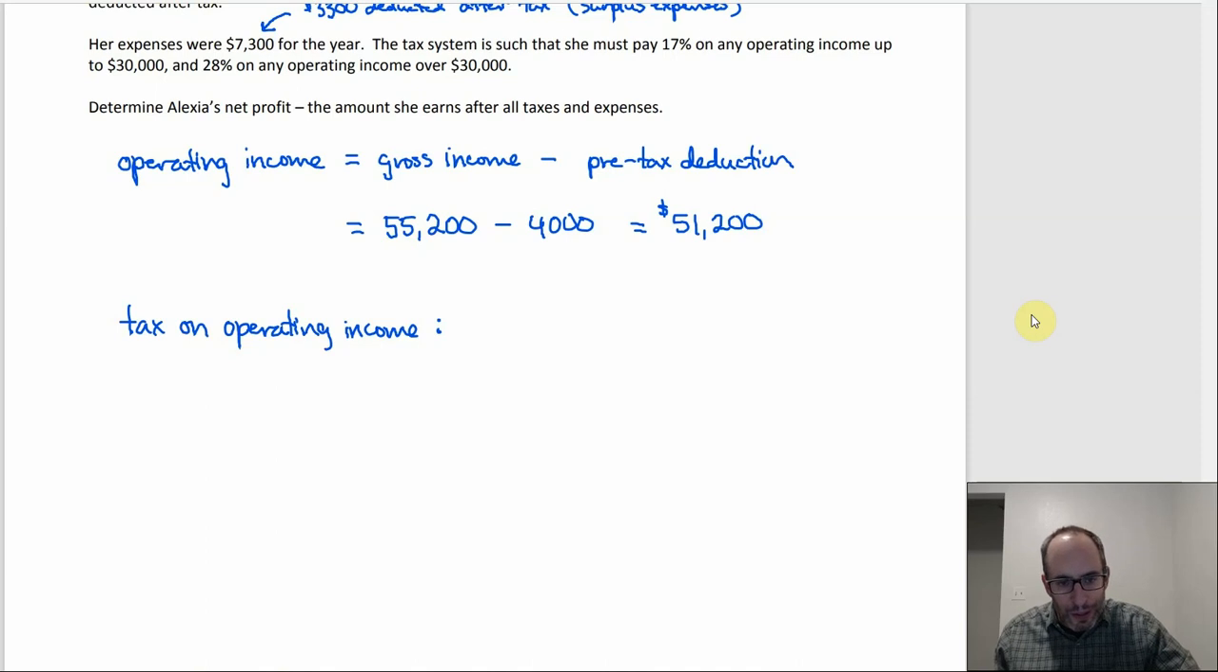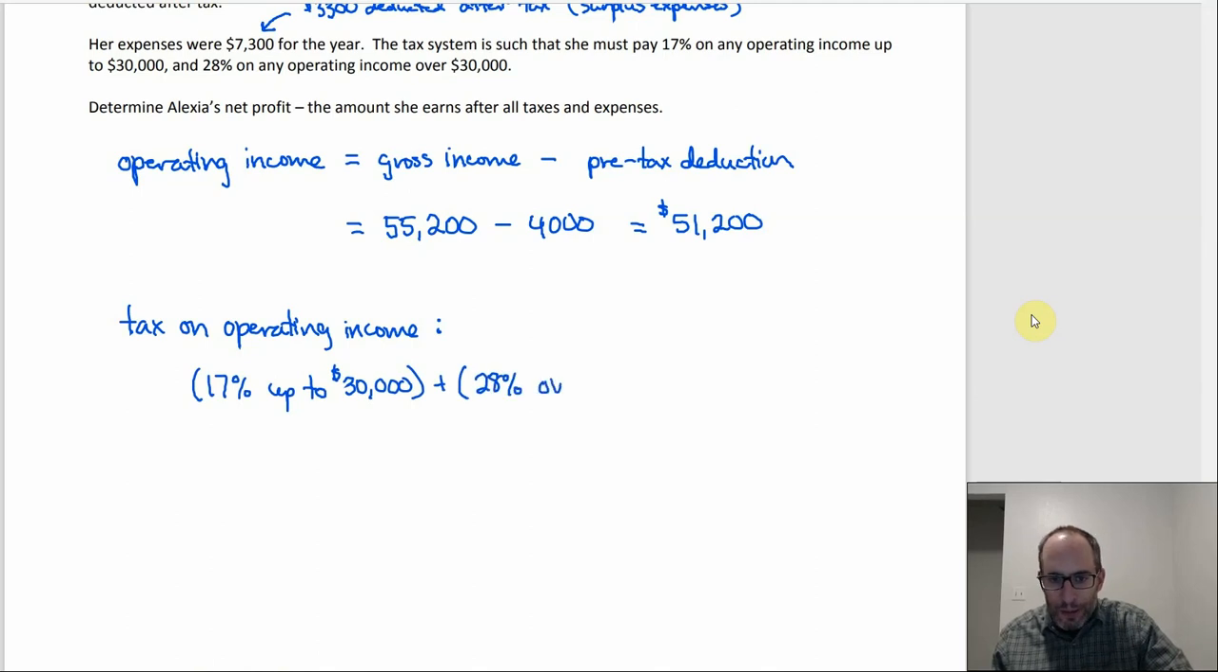So, all right, 17% up to 30,000 plus 28% over 30,000. All right. So then that'll be like her operating income's above 30,000. So we'll get this whole first part, right? The 0.17 times 30,000. And then plus 0.28 times what's left.